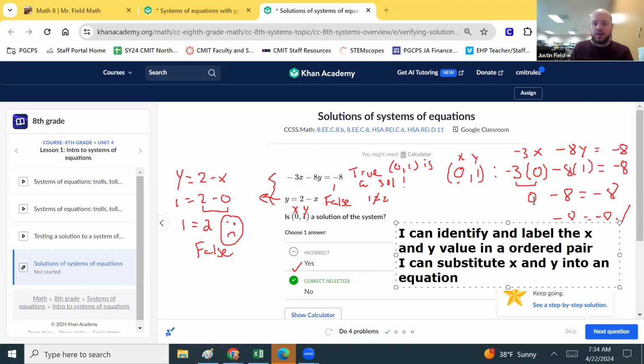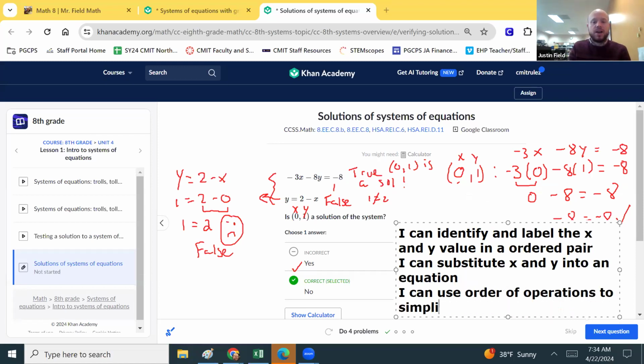And then I can use, you remember this is called order of operations. We had to multiply and then subtract. Order of operations to simplify a side of the equation. Okay, so on this one we wanted to get the left side to be a single number. On this one we wanted to get the right side to be a single number.